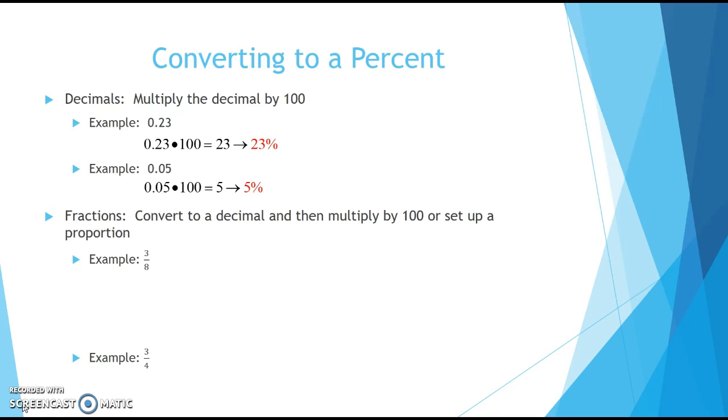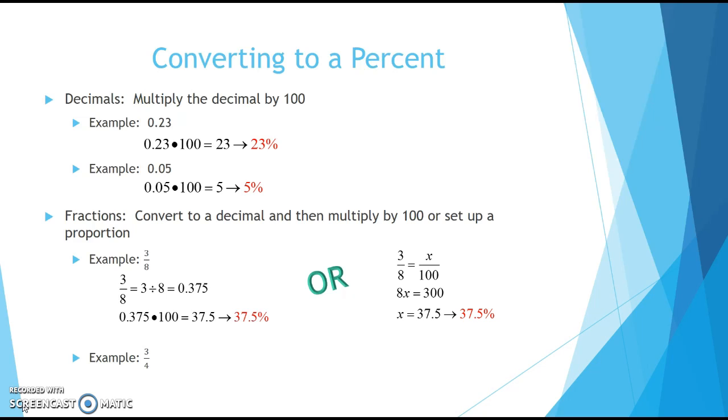For fractions, we convert to a decimal and then multiply by 100, or the second option is to set up a proportion. So the first one, let's look. 3/8. Converted to a decimal means 3 divided by 8, or 0.375, 375 thousandths. And then multiply that by 100, we get 37.5%, or 37 5/10%. That's one way.